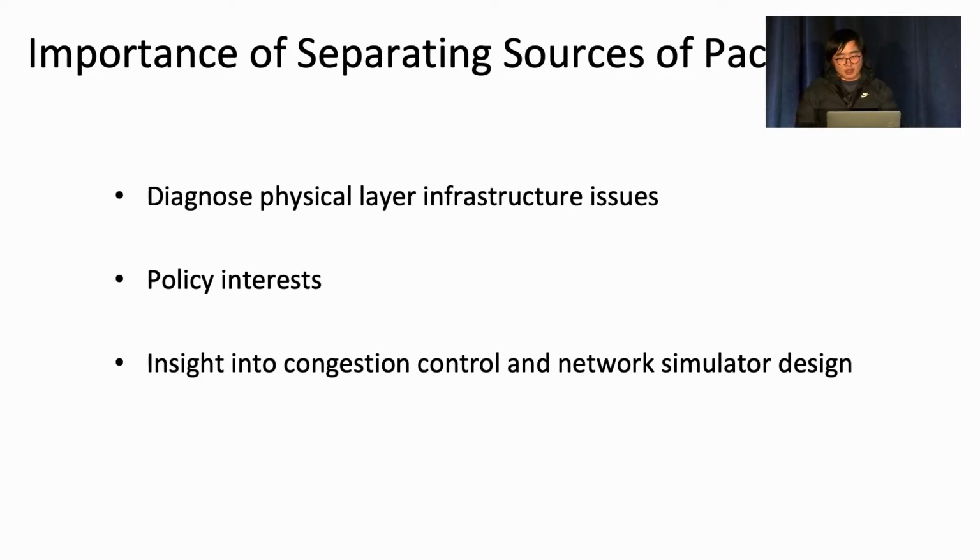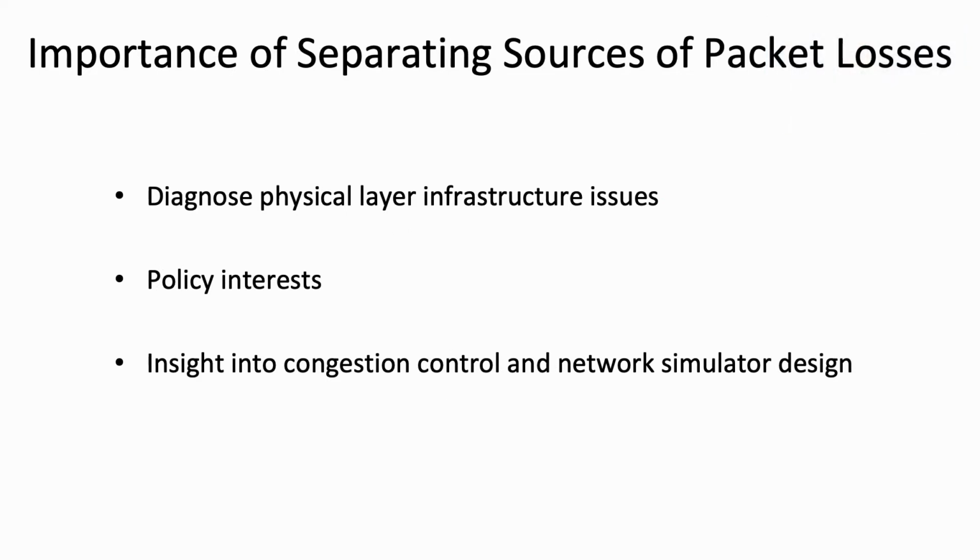Separating the packet loss caused by physical layer transmission errors from that caused by congestion is very important. Firstly, physical layer packet loss is a direct indicator of how the physical layer infrastructure works, while other metrics, such as latency, throughput, or end-to-end packet loss rate, are affected by multiple factors. Quantifying the physical layer transmission errors can help diagnose physical layer infrastructure issues.